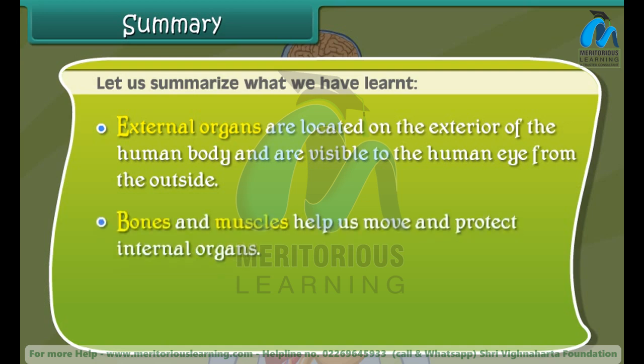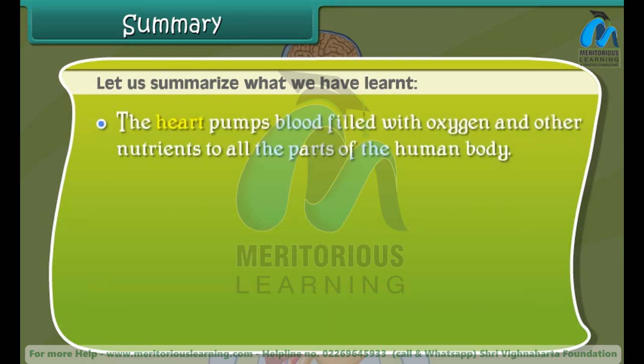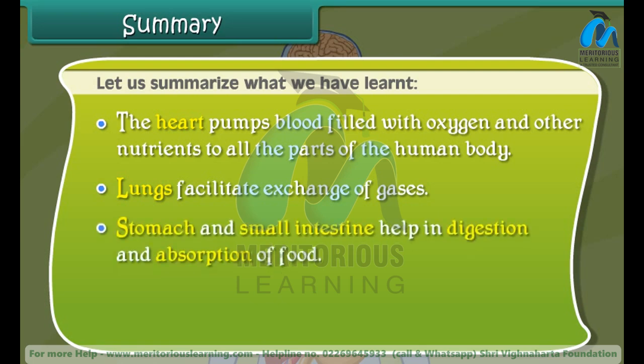Bones and muscles help us move and protect internal organs. The brain is the boss of the human body that controls all human activities. The heart pumps blood filled with oxygen and other nutrients to all the parts of the human body. Lungs facilitate exchange of gases. Stomach and small intestine help in digestion and absorption of food.